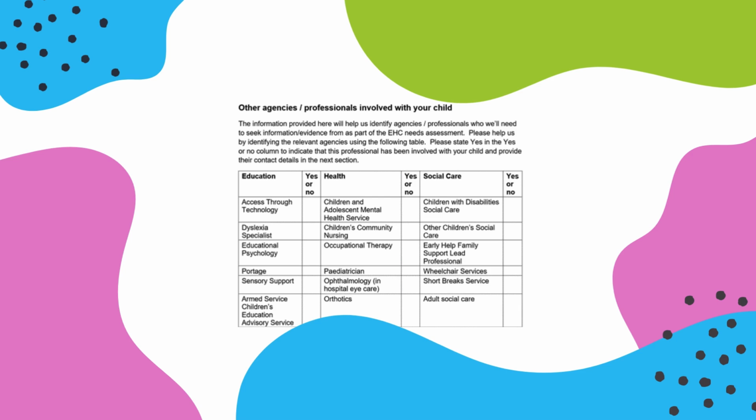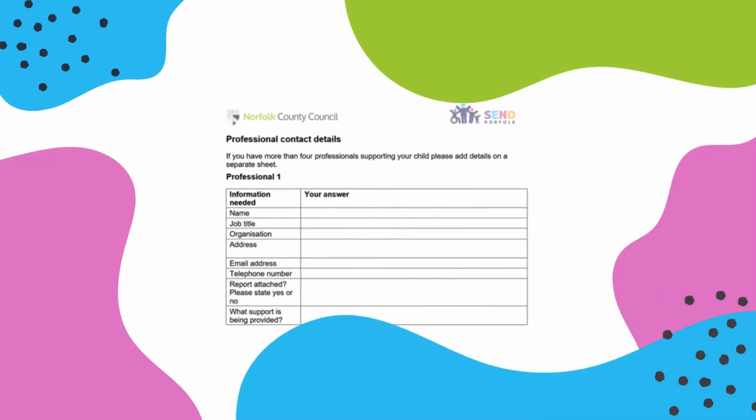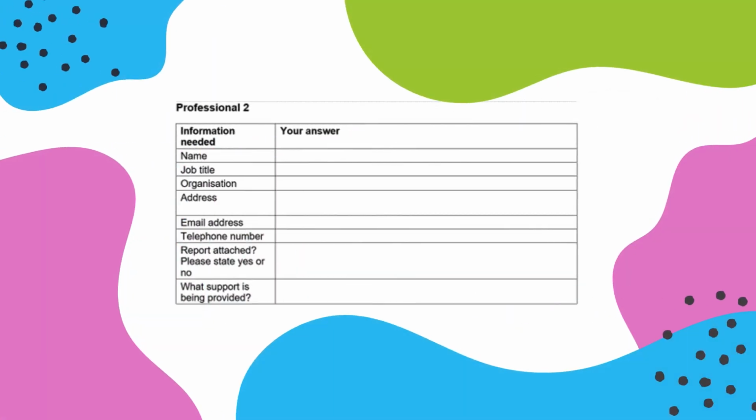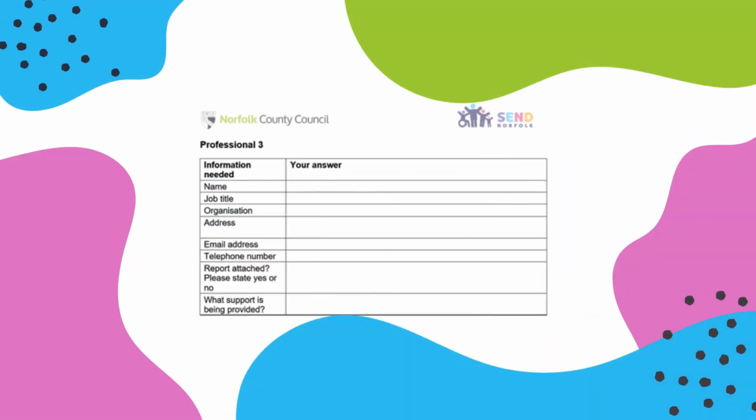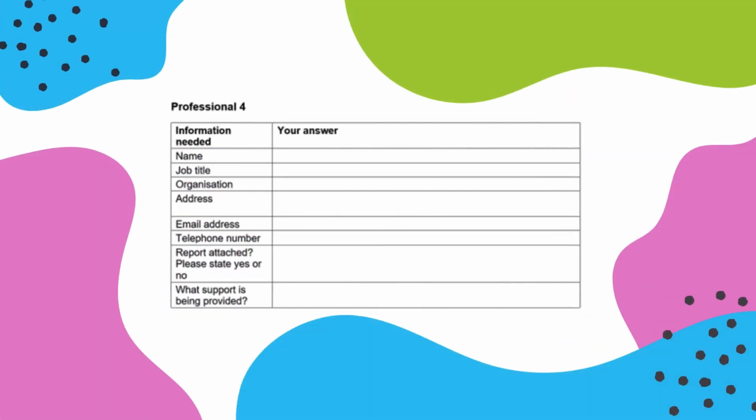If the stated professional or service is or has been involved with the child, then answer yes. If they have not or are not involved, then answer no. Next on the form there are sections where professionals' details can be added. This is so that any professionals involved can be contacted to give their views. If there are more than 4 professionals, these can be added on a separate sheet. If this is required, add the additional professional details as an appendix.